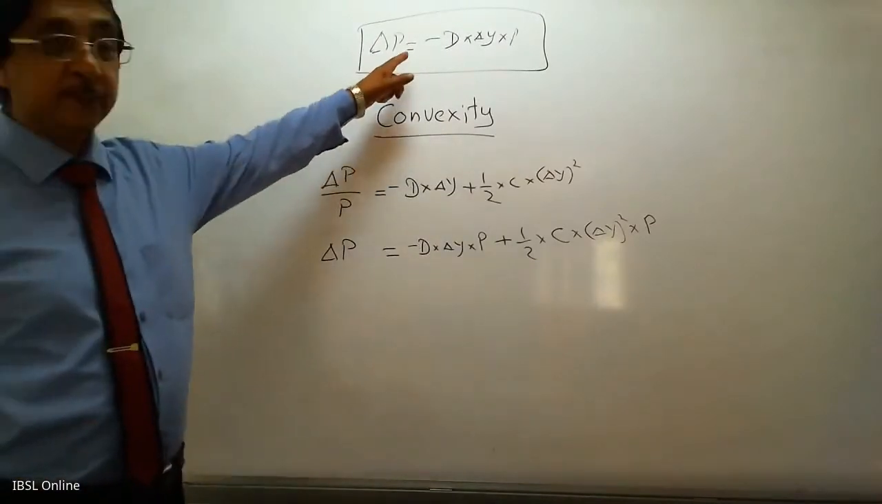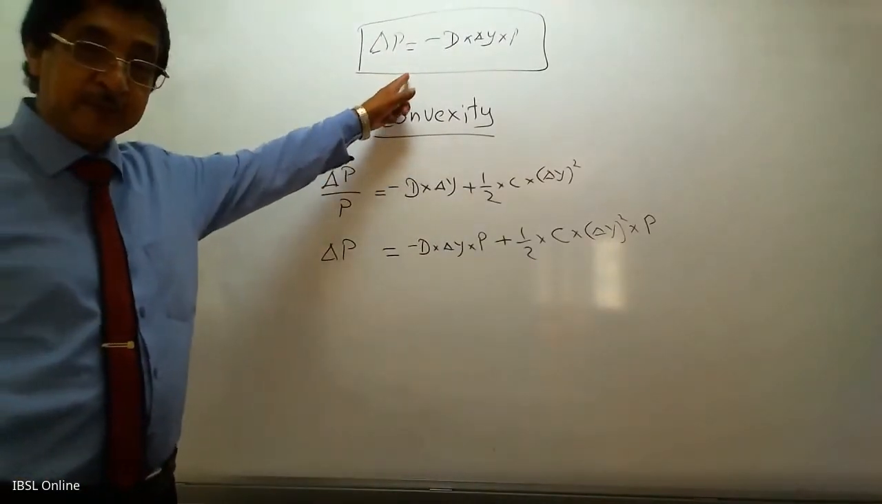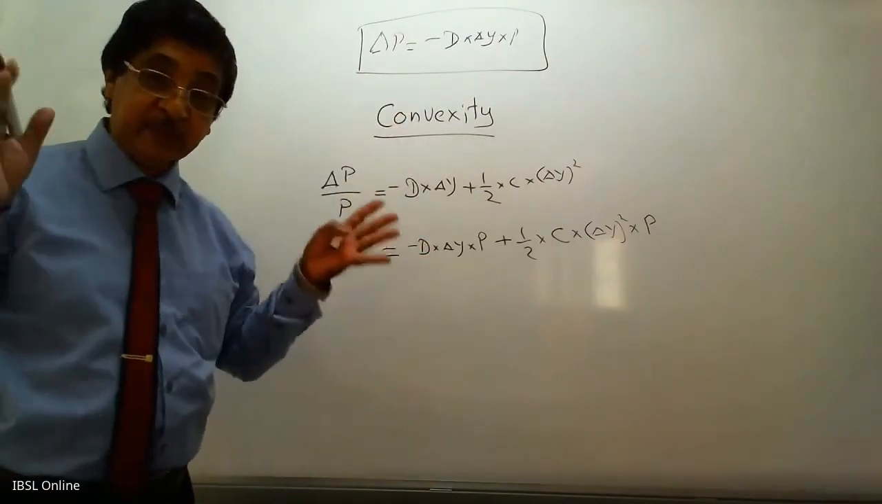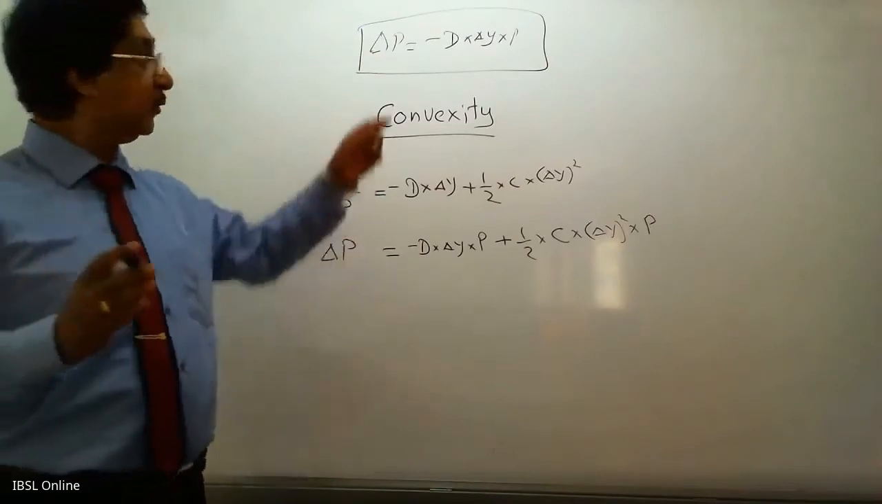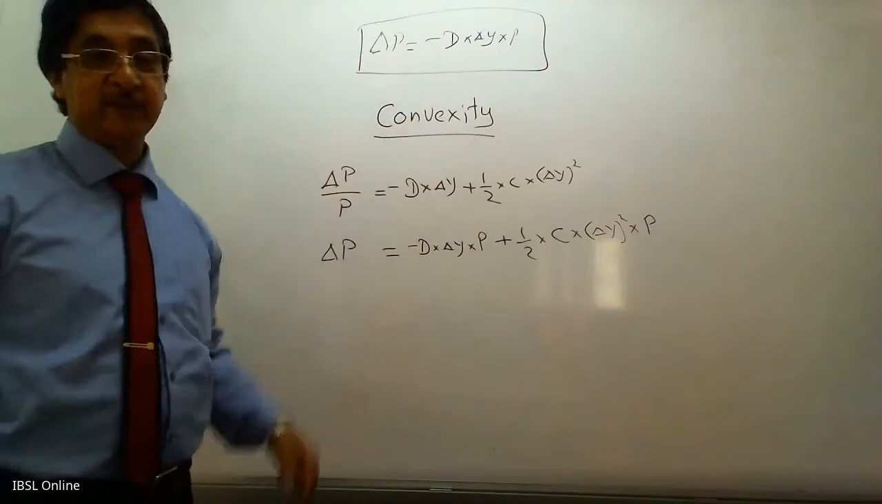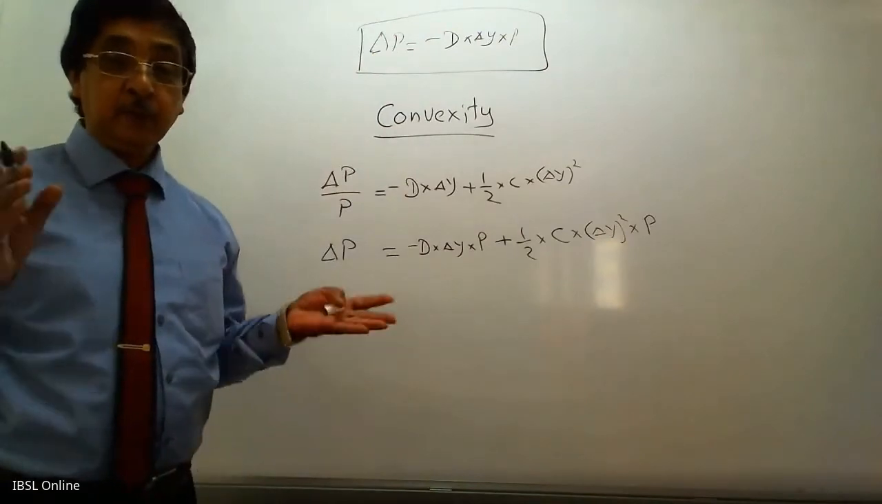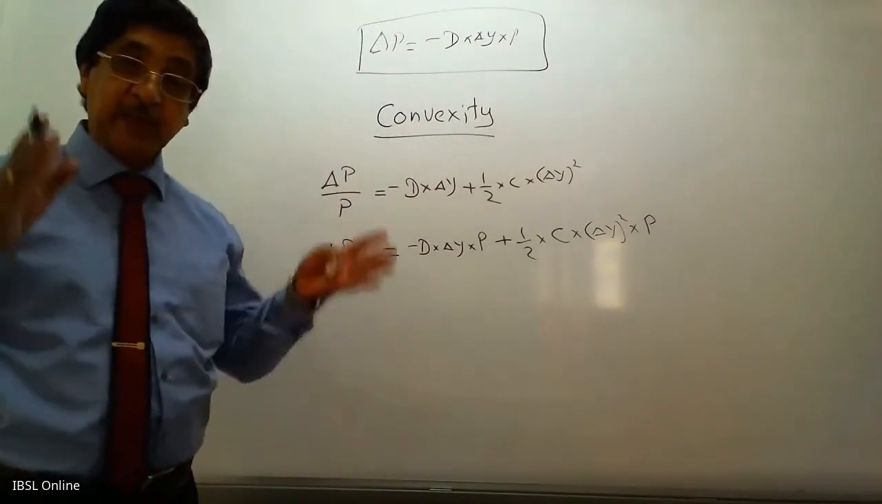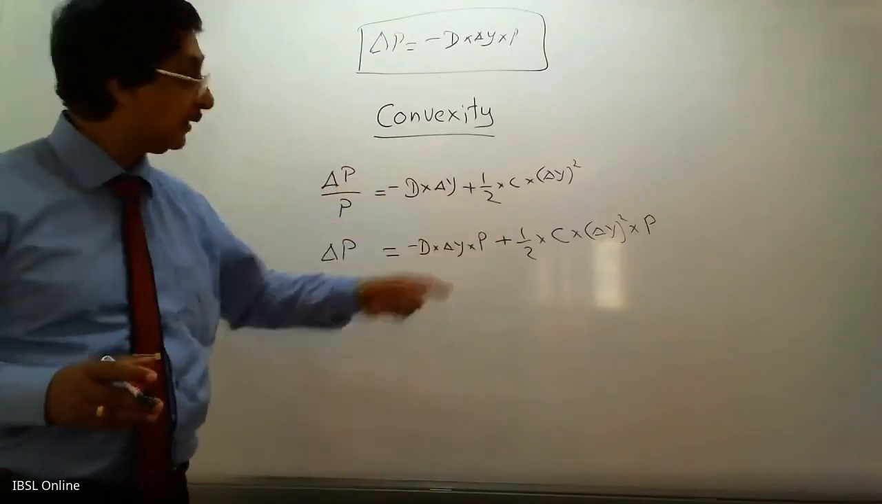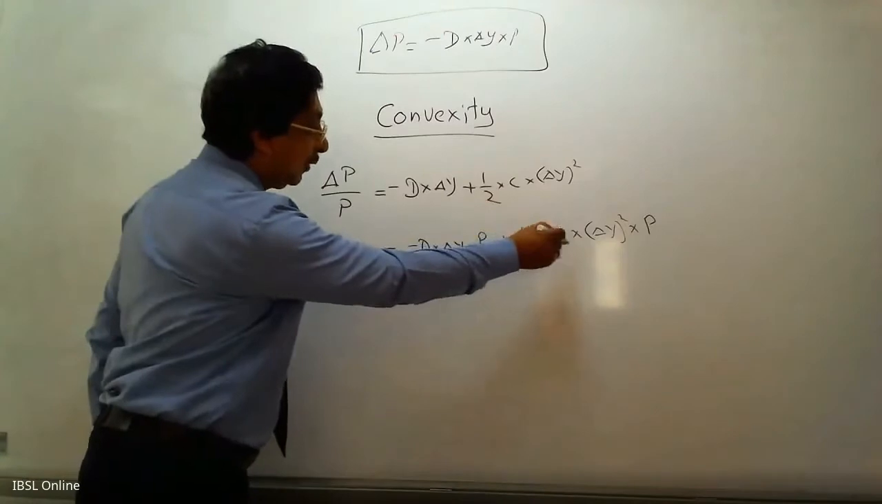Now what is the issue here? We can't use this when the interest rate change is higher, when it is substantial. You are not in a position to use this particular relationship to calculate the price change. If you calculate the price change for a very high interest rate change, you need to use this. There you have to incorporate C also. C is the convexity.